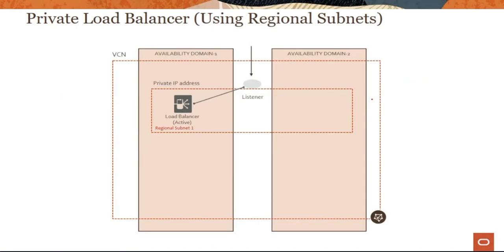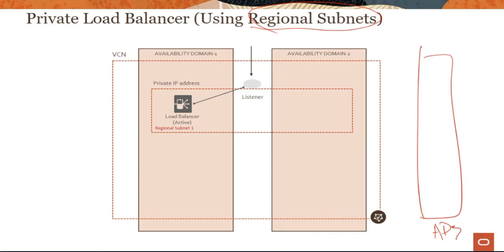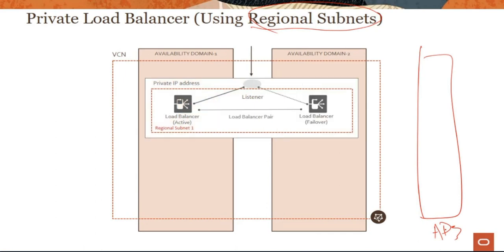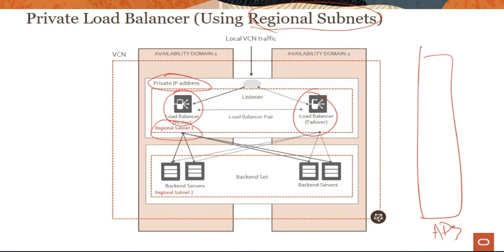So let's see how this works in action as we saw with the public load balancer. I'm using regional subnets here. So I have a region, and of course multi-AD regions have 3 ADs. I'm only showing 2 just to keep the picture a little cleaner. So right now I can create a private load balancer in my AD1. Of course it's a regional subnet, so the failover gets created in AD2. And like we said, this is a private load balancer, so it gets a private IP address. And then like with a public load balancer, you could send the traffic to the backends, whichever ADs they exist in.